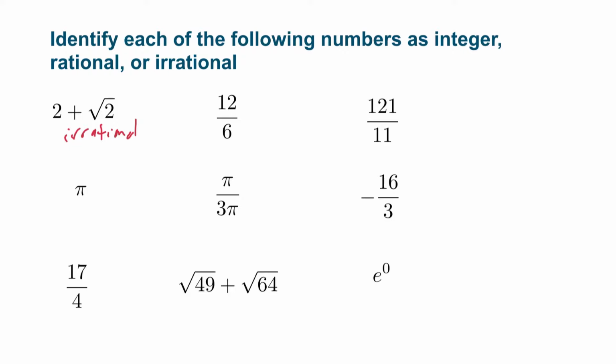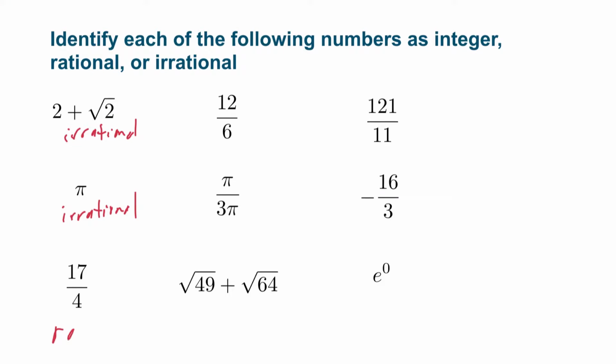Pi is, of course, an infinitely long decimal that does not repeat. It is irrational. The next one we'll look at is 17 divided by 4. This is the ratio of two integers and is not itself an integer. There's no way to simplify this to an integer. So this is a rational number.